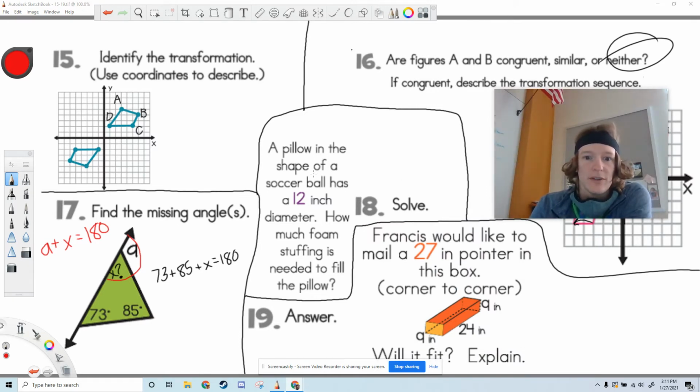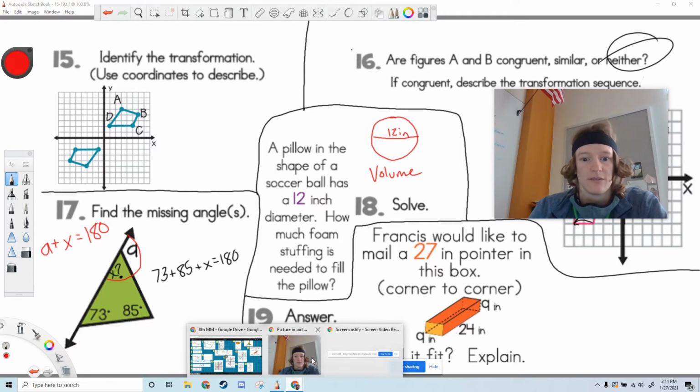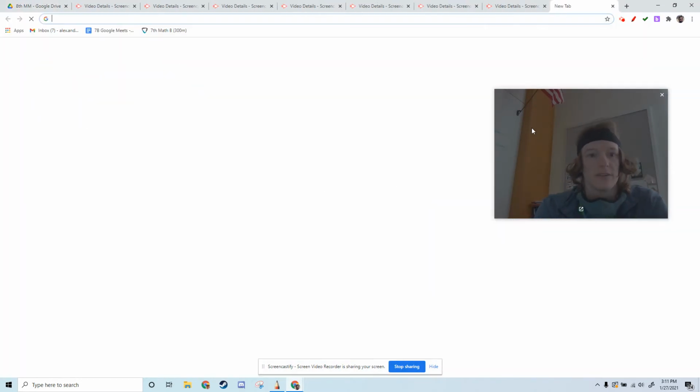Number 18, we have a pillow in the shape of a soccer ball that has a 12-inch diameter. So from here to here is 12 inches. How much foam stuffing is needed to fill the pillow? So we want to know the volume. And honestly, I don't even memorize the formula for the volume of a sphere. So let's go ahead and Google it.